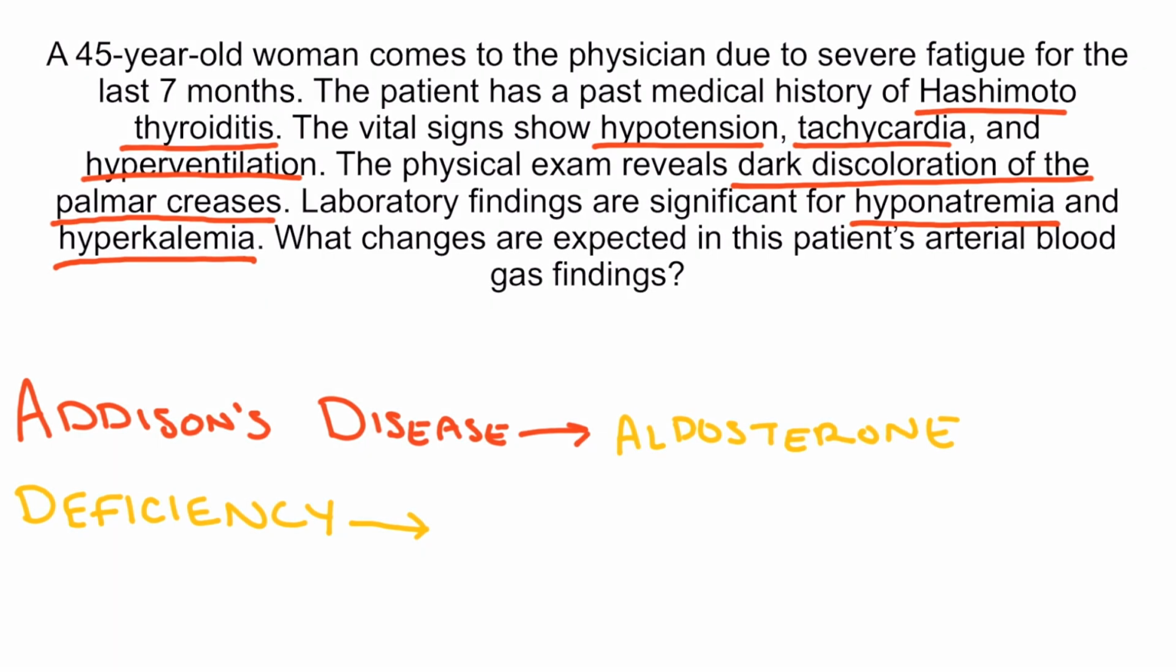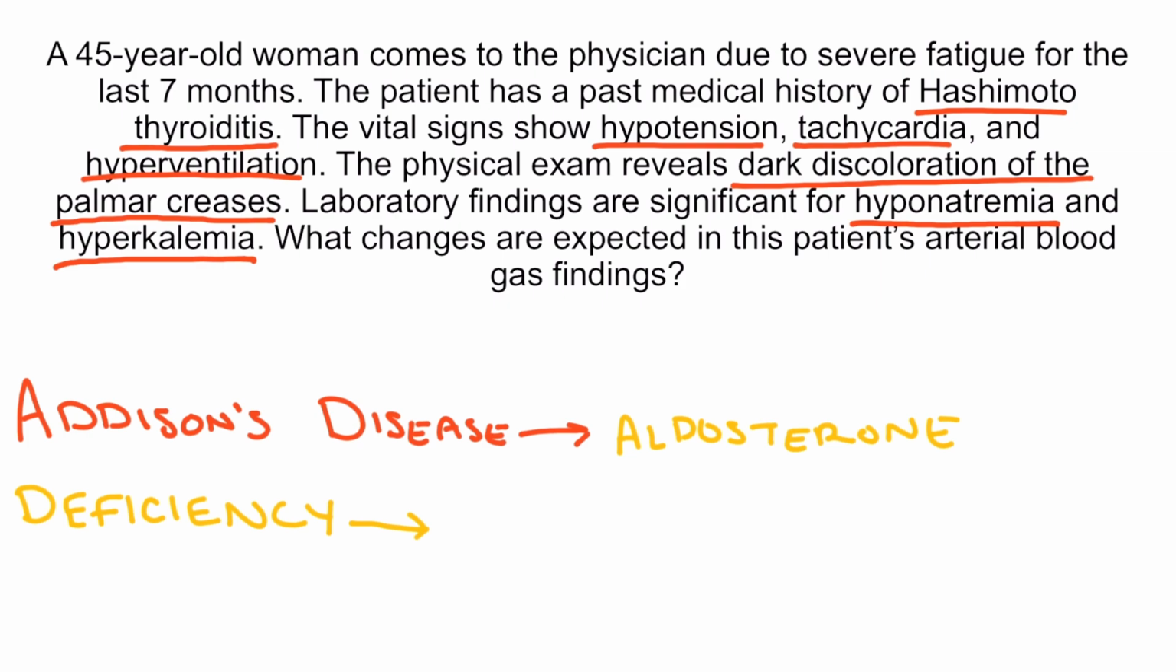Low levels of cortisol disinhibit ACTH production by the anterior pituitary, which causes increased serum ACTH. Melanocyte-stimulating hormone, abbreviated MSH, is the byproduct of ACTH synthesis and is responsible for dark discoloration of the palmar crease in this patient.